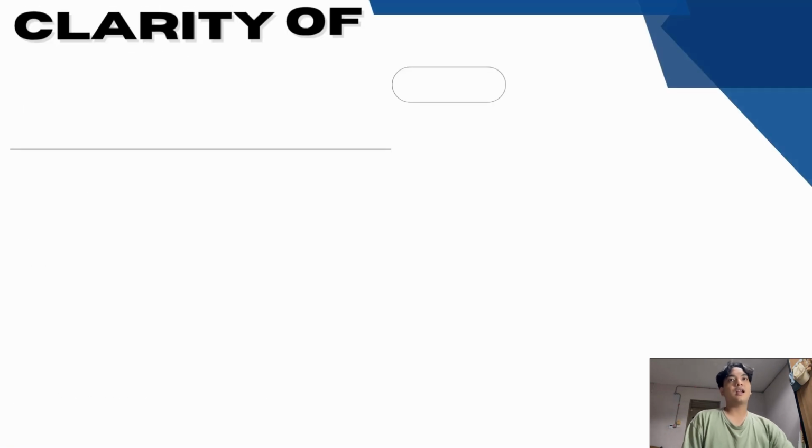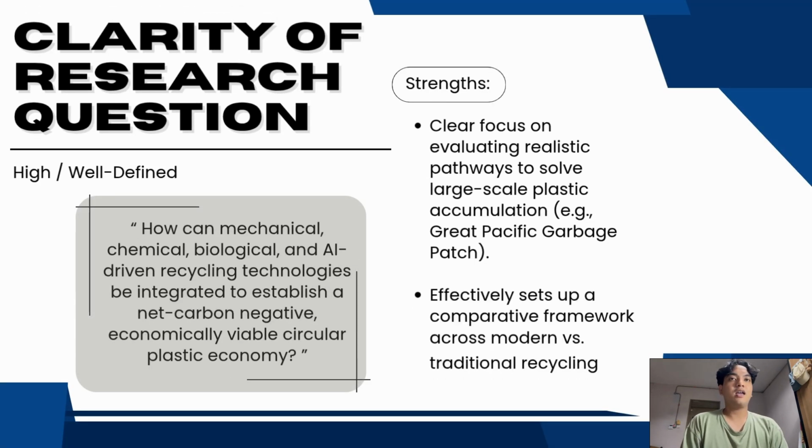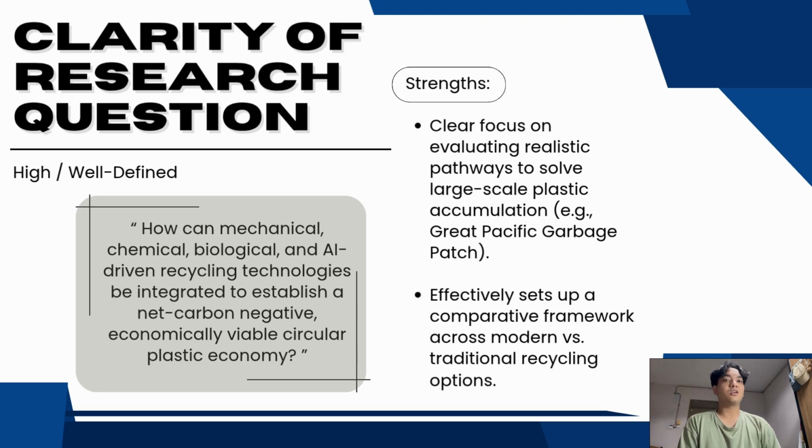To discuss the clarity of research questions, it is without a doubt that the article has a clear research question, which is how mechanical, chemical, biological, and AI-driven technologies integrate to establish a net carbon negative and economically viable circular economy. There is a well-defined scope that creates a direct comparative framework between old traditional methods and new emerging innovations targeted at severe ecological threats.